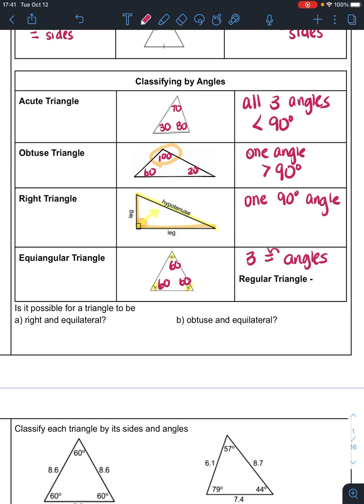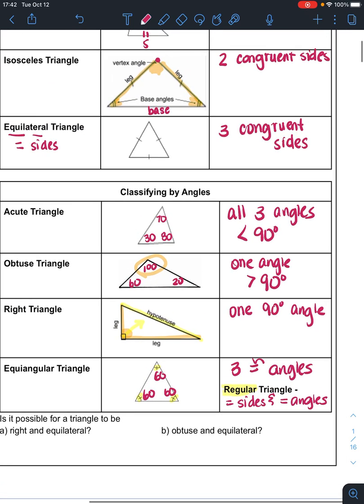Now you'll see at some point the word regular. A regular triangle means it has equal sides and equal angles. So that word may come up every once in a while, but if you ever see the word regular, then that means it has equal sides and equal angles, which an equiangular triangle and an equilateral triangle has to be. So if it is equiangular, it has to be also equilateral. So if it has equal sides, then it will also have equal angles.